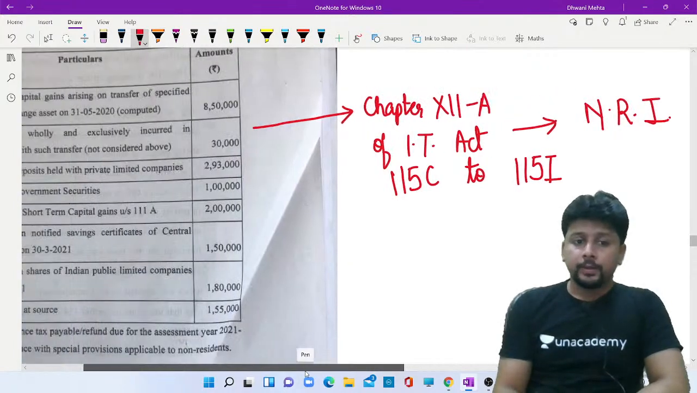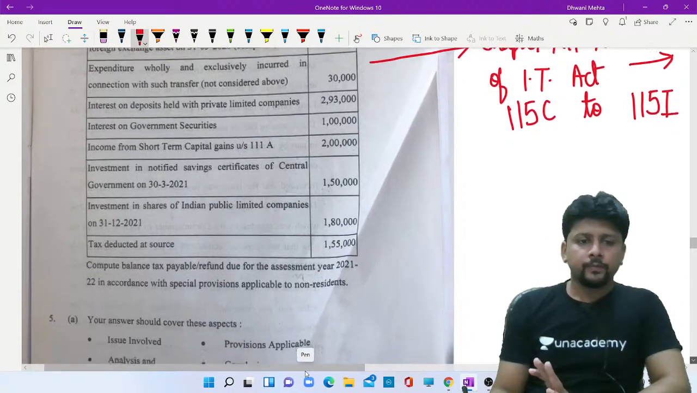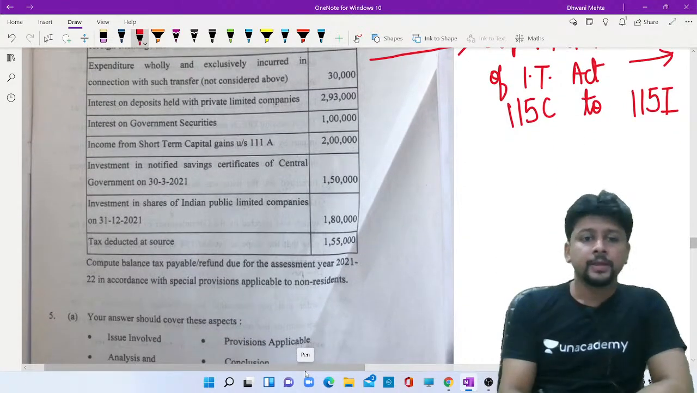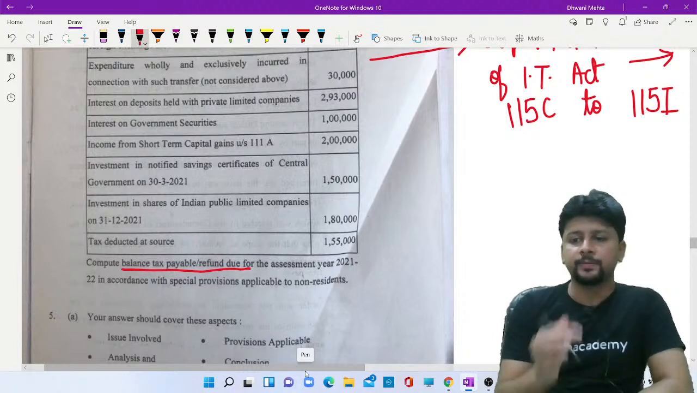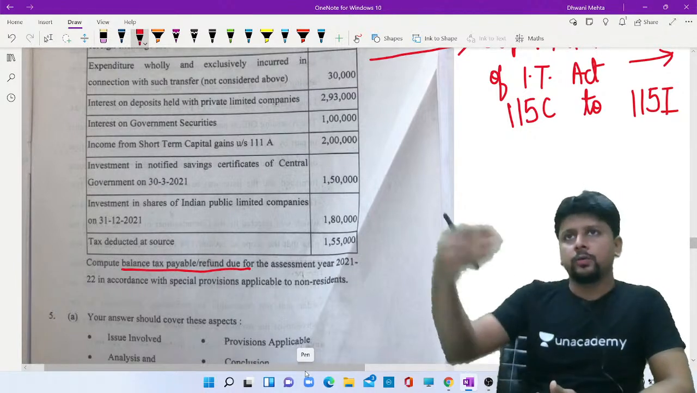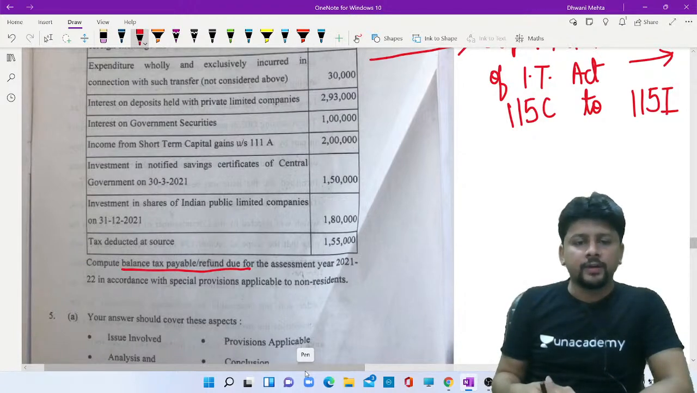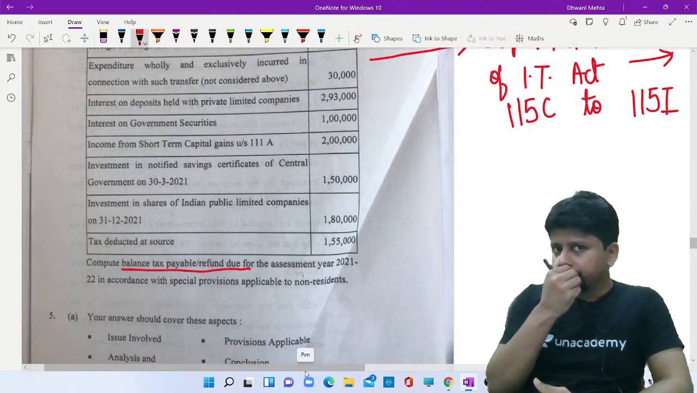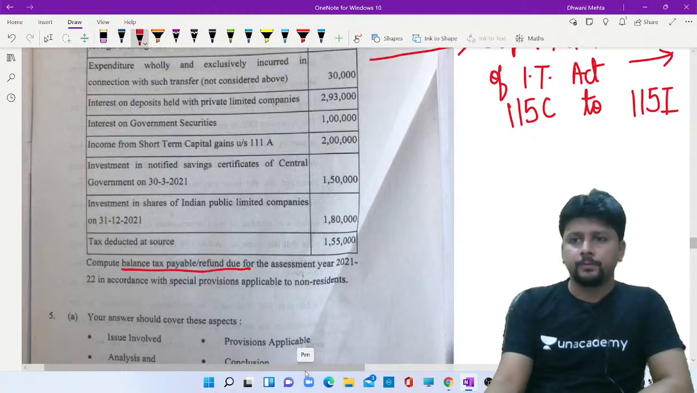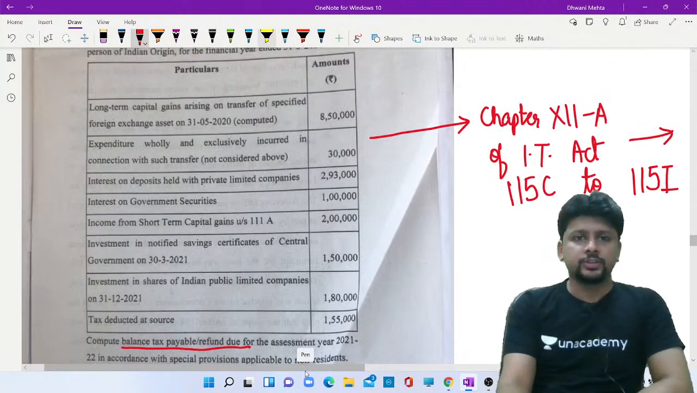Now here, the whole sum was very simple. The question simply asked, calculate the balance amount of tax payable or tax refundable. So I had to compute my gross tax liability and then find out the amount refund or the amount payable. But the smart thing here was this adjustment, the first one.